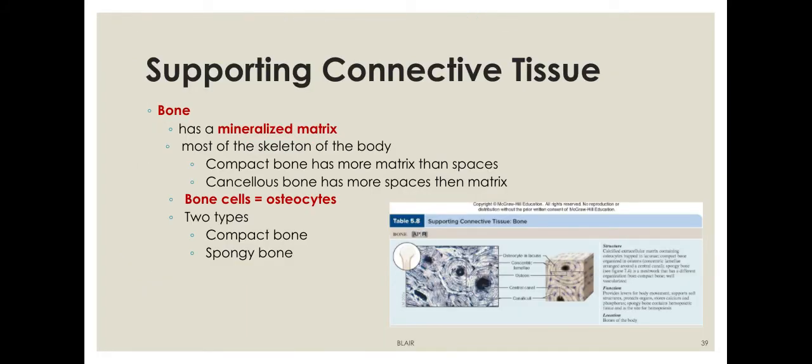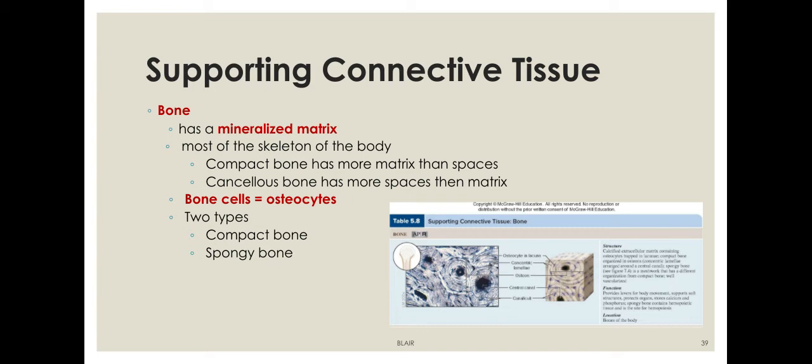Of course, we have bone. Bone has this mineralized matrix, right? It's got calcium as one of those salts that are there. And it is what makes up the skeleton of the body, most of it. And we've got what we call compact bone that has more matrix than space. And we have cancellous bone, which has more space than matrix.